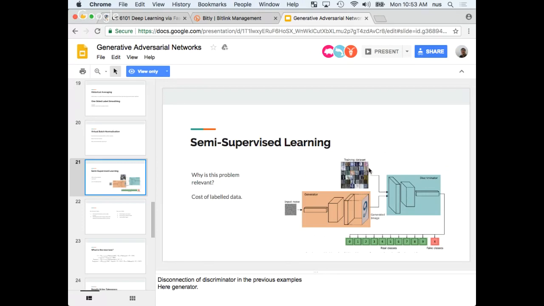So what semi-supervised learning basically is, is that you have a small set of labeled data and you have a large set of unlabeled data, which is usually the case in the wild. And what you want to do is to be able to have your model learn to label the data using as little of the training data which has the labels as possible.